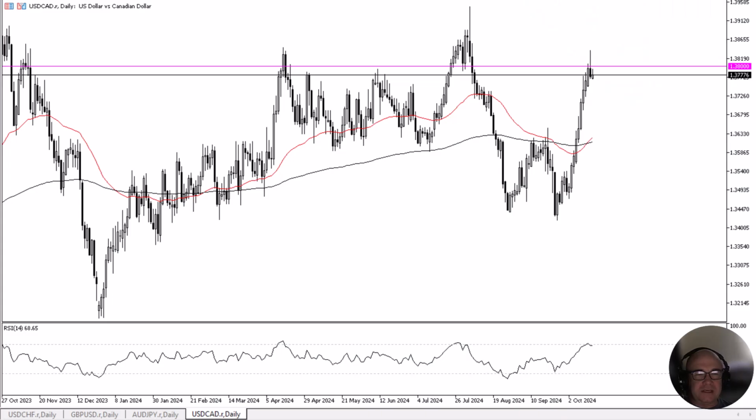US dollar running into resistance in an overstretched condition against the Canadian dollar. Hello traders, this is Chris from Daily Forex taking a look at the US dollar against the Canadian dollar.